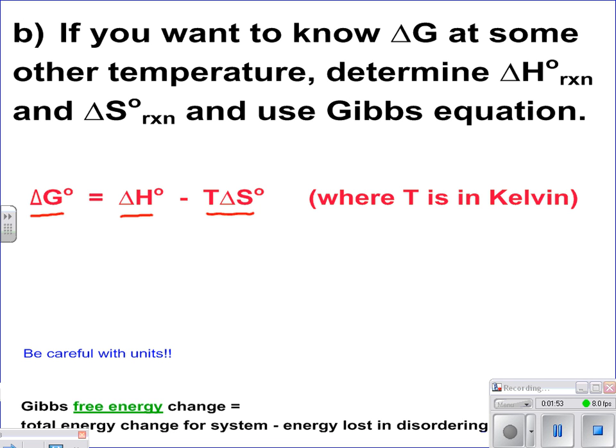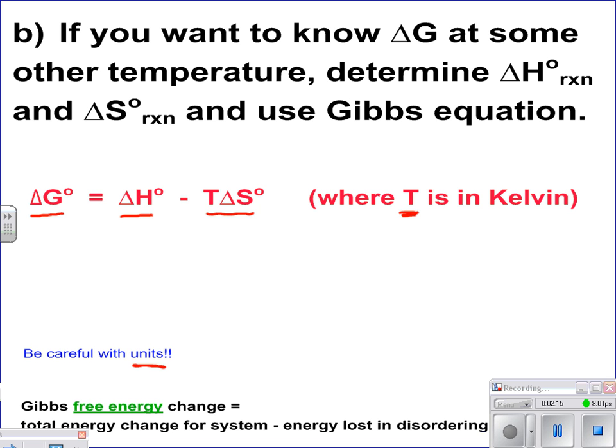A couple important things to remember. Our temperature has to be in Kelvin. If you're ever in question about that, just look at the headings on your reference sheet and you'll see that your temperatures are in Kelvin. My other caution about the units is that if you look under your S values, your entropy, you're going to notice that it's not kilojoules, but it is joules.